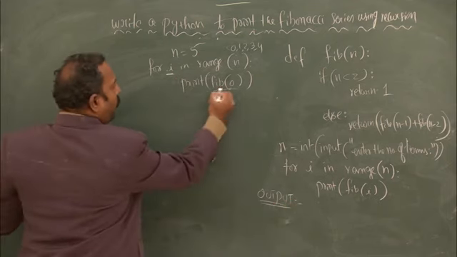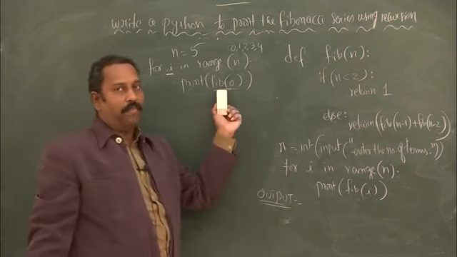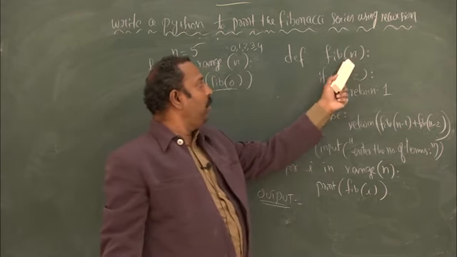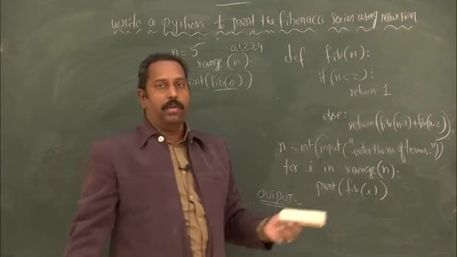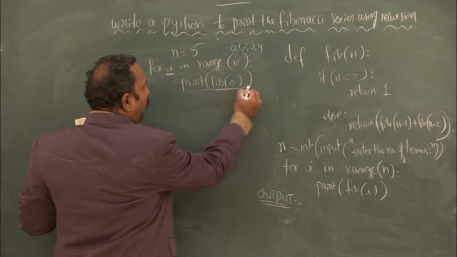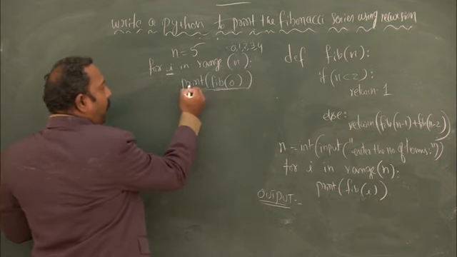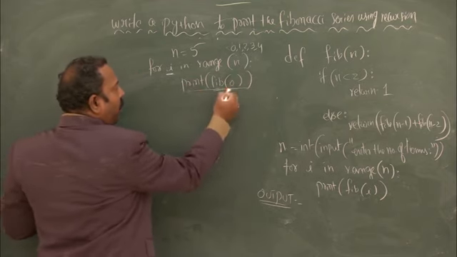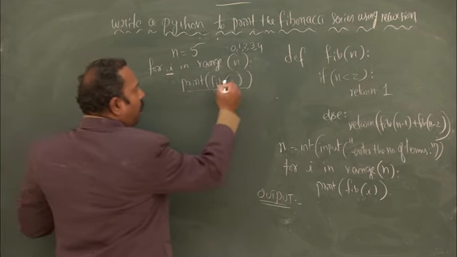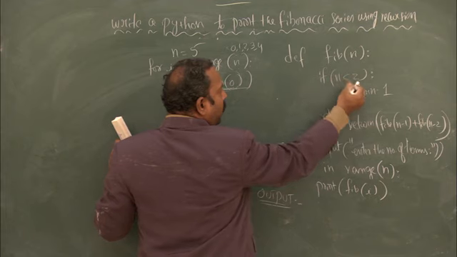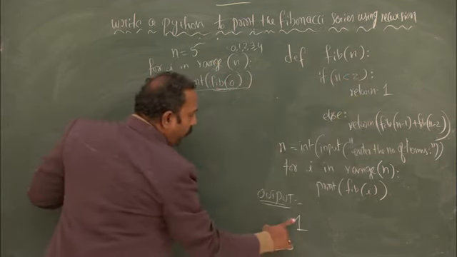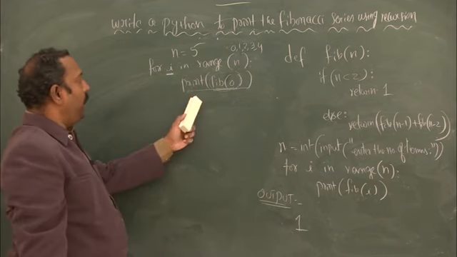So fib of 0, there is a function call with the argument 0. So when coming here, n gets value 0. So 0 less than 2? Yes, 0 less than 2, so it returns 1. So 1 will be printed, because the fib function call is within the print statement. Whatever this function returns will be printed. So 1 will be printed on the output screen.